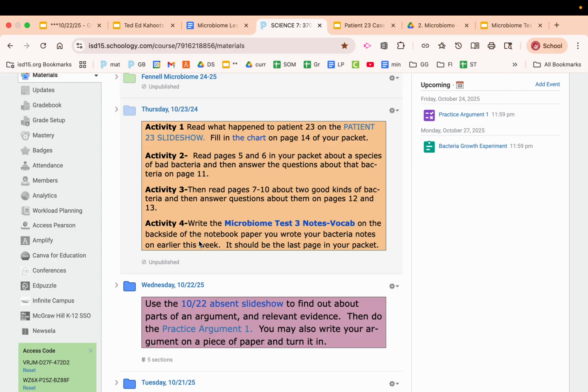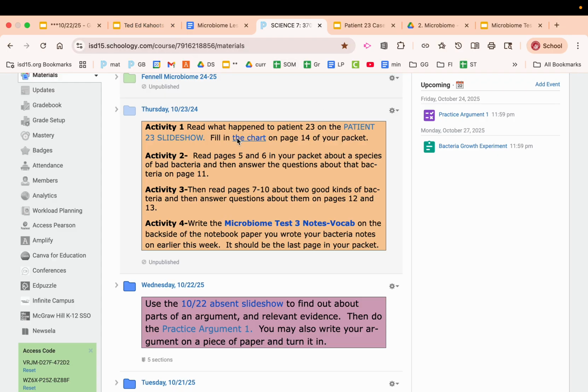And each one of these, I will be checking with you tomorrow to make sure that you've got them done. So they will be graded tomorrow. Activity 1 says read what happened to patient 23 on the patient 23 slideshow and then fill in the chart on page 14 of your packet. So you are going to need a Chromebook and your packet to do this one.